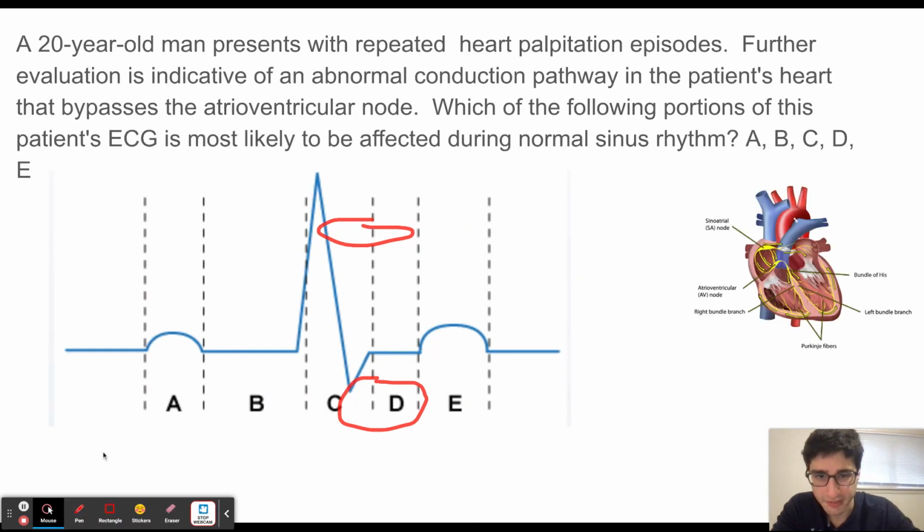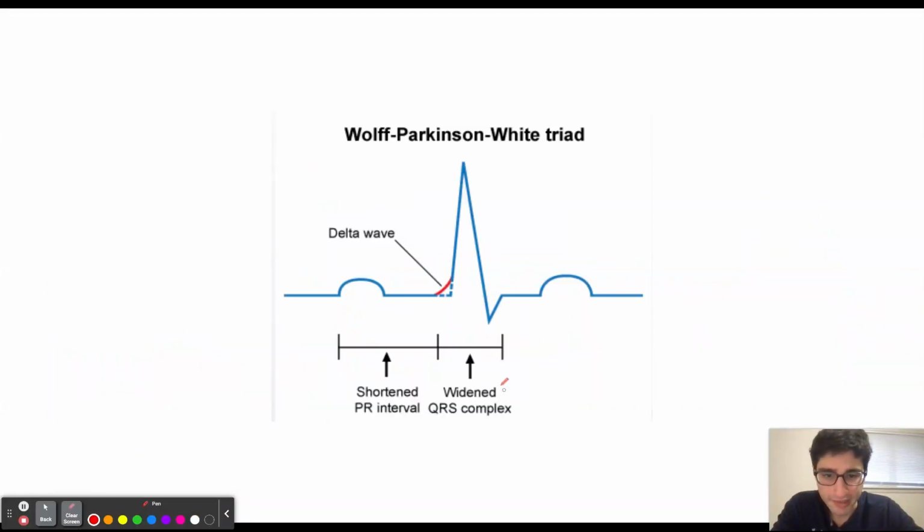And the way I like to think about this is you're going to have a widened QRS complex because the electrical activity that reaches the ventricles is going to be from the accessory pathway. So it's not going to be from the normal bundle of His or the normal electrical system. As a result, the electrical activity is going to be propagated throughout the ventricles much slower because it's not through the normal electrical system. So that's why we have a widened QRS complex with Wolff-Parkinson-White syndrome.